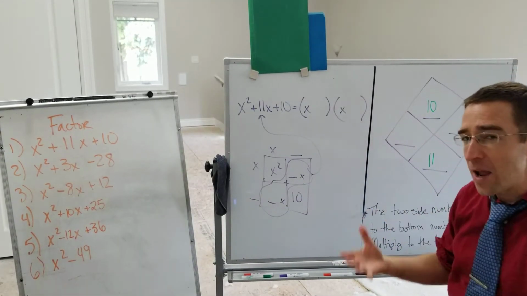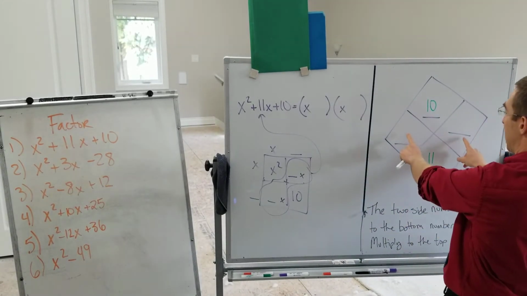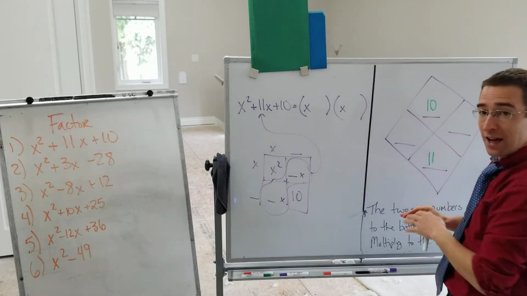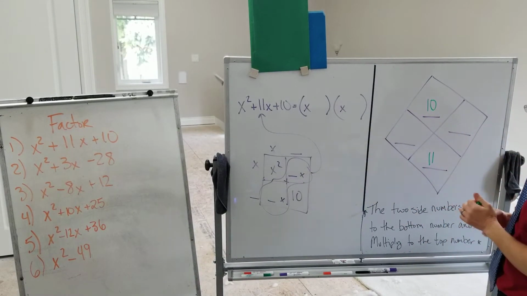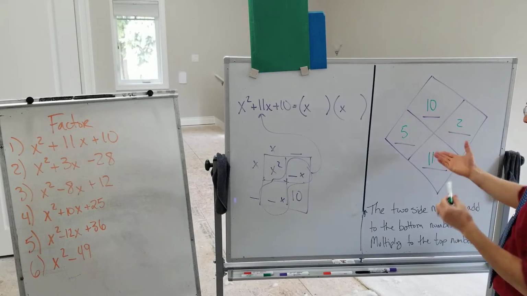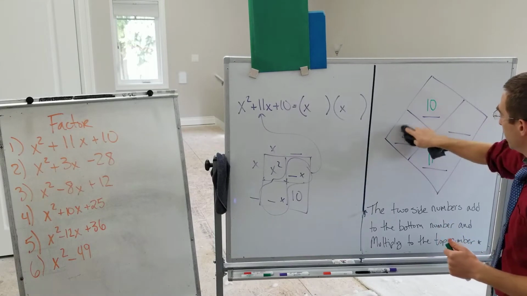For any diamond problem, these two side numbers add together to give you the bottom one, and they multiply to give you the top one. So what two numbers multiply to 10? Like 5 and 2 multiply to 10, but those add to 7. They don't add to 11. So, rats, those don't work.